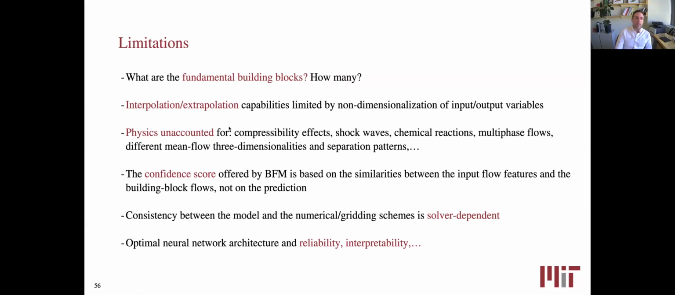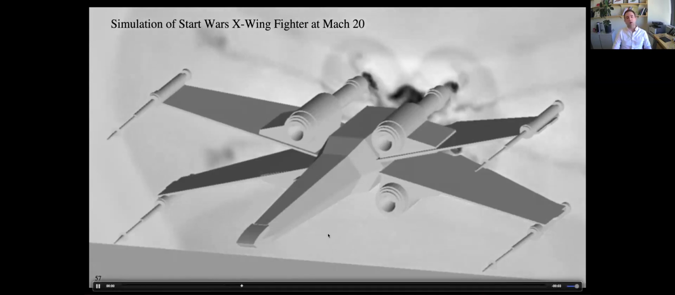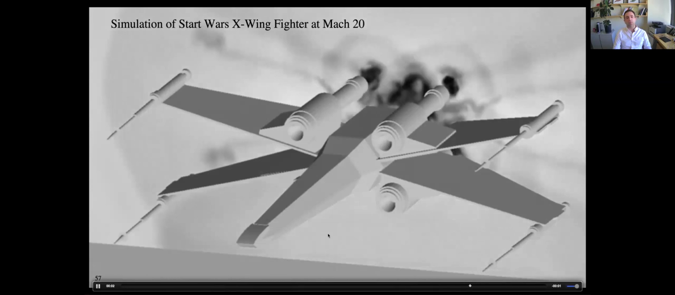And I wanted to illustrate the part of the physics that is unaccounted for. In a way it is true that the model doesn't account for some physics, but it could still give you useful information. We ran this case, which is not physical. This is the Star Wars X-Wing at Mach 20. So this is an aircraft that is flying very fast, and there are shock waves, heat transfer, compressibility. The model was never trained to capture those effects, but we can run the model, and we run the model in this case, and we make some predictions.